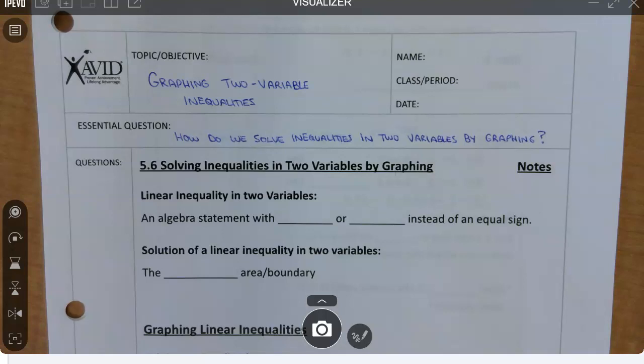Hey boys and girls, welcome to 5.6. This one is called Solving Inequalities in Two Variables by Graphing.